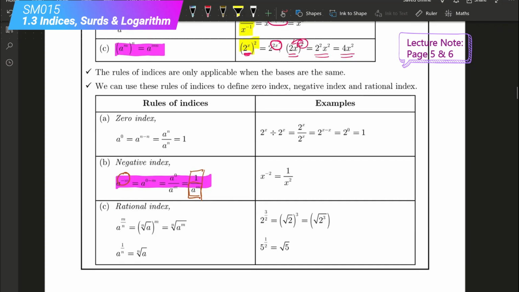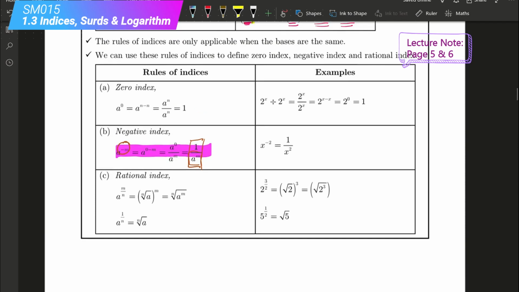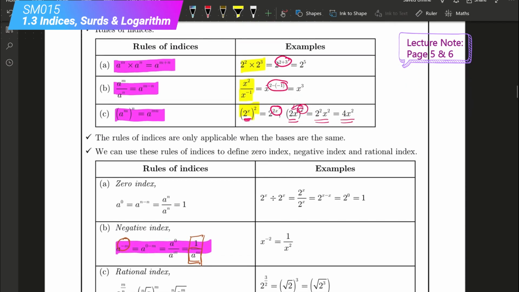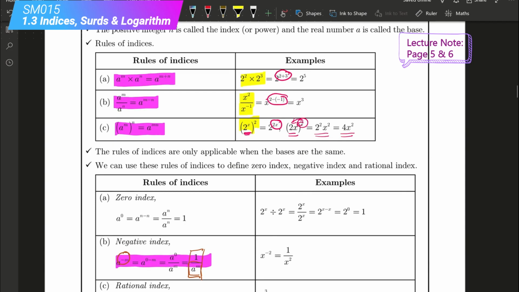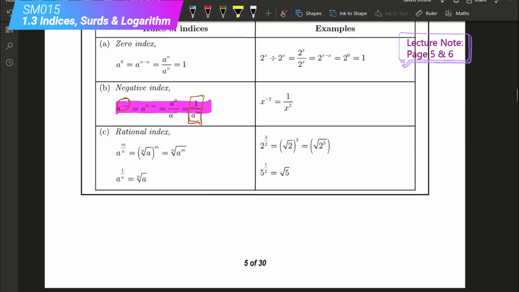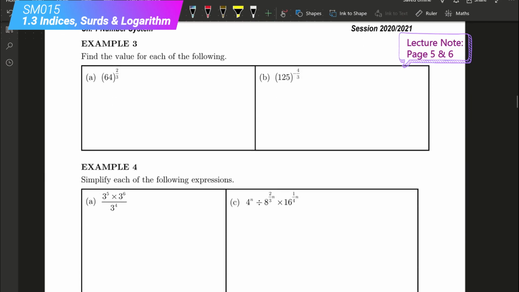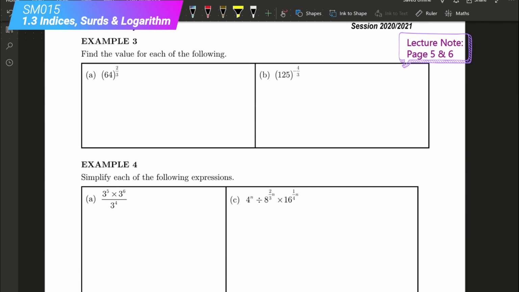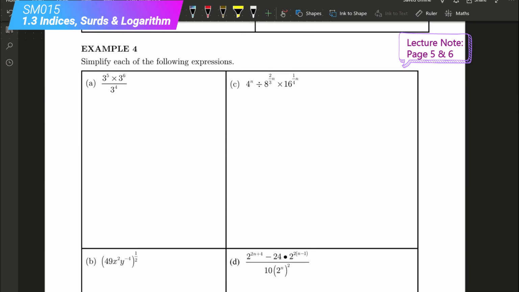Now let's go to example 4. I hope that you can clearly remember all the rules of indices, that's very important, okay? Now let's go to example 4, because example 3 you need to solve by yourself. So first and foremost, for the first example, A, simplify each of the following expressions, meaning we need to simplify the question until it's very simple, meaning we cannot simplify it anymore.